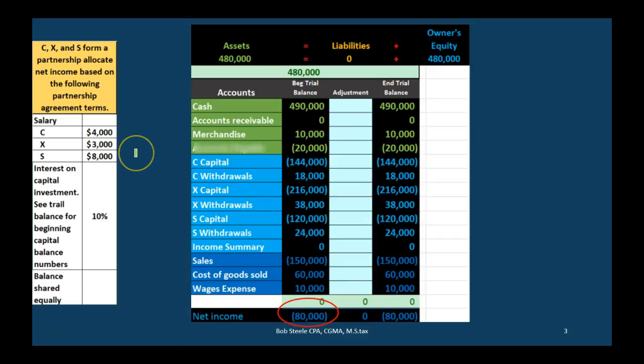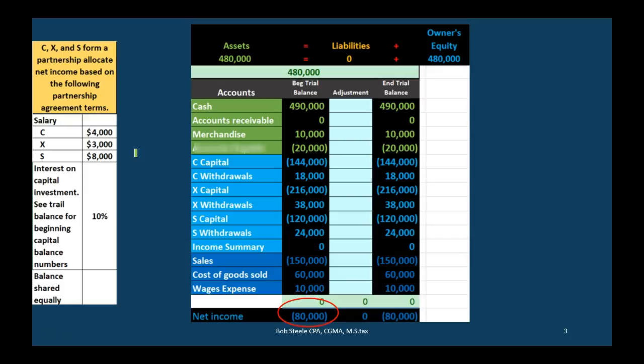The other type of way that we could have an allocation method in a partnership would be to have a salary allowance. Now, a salary allowance does not have anything to do with payroll, meaning we're not going to withhold federal income tax or FICA and whatnot on it when we are allocating for a partnership. The reason we call it a salary allowance is just because it's going to be a fixed number, just like if you had a salary. We just came up with a fixed number that we are going to allocate out.